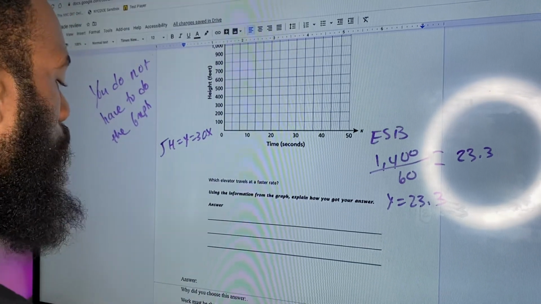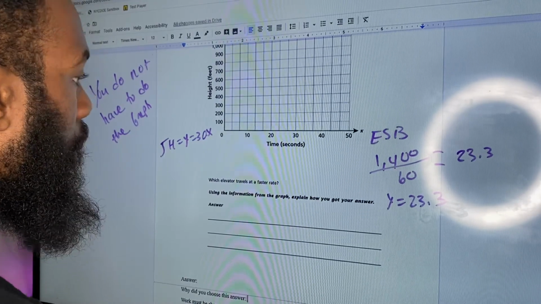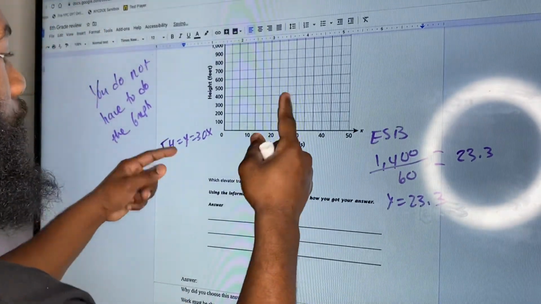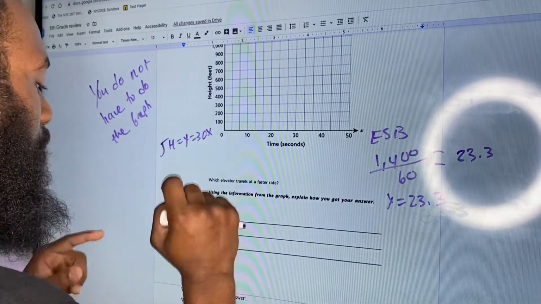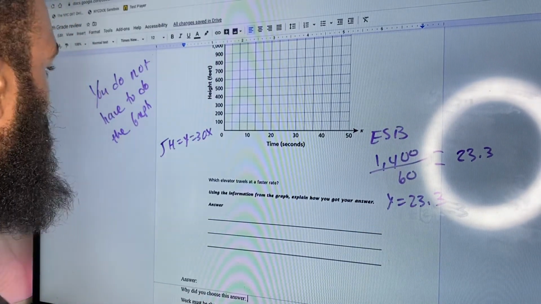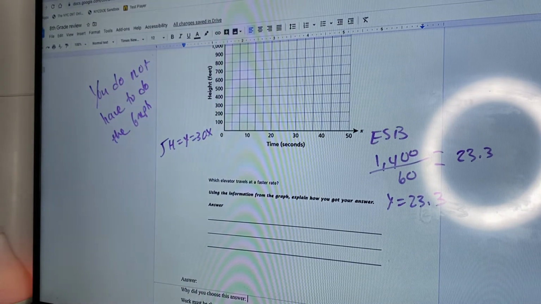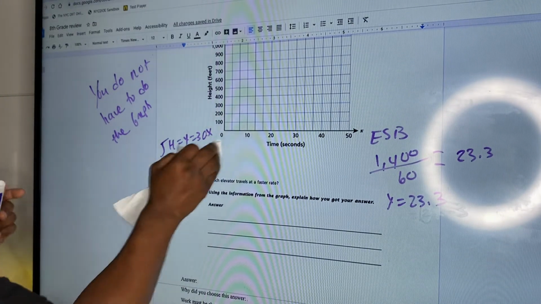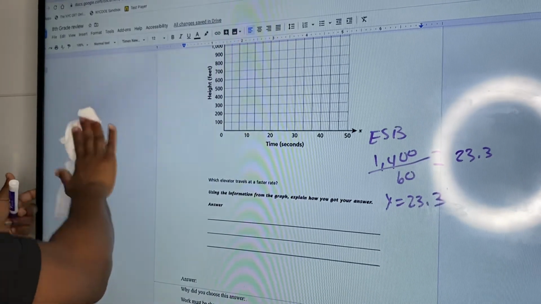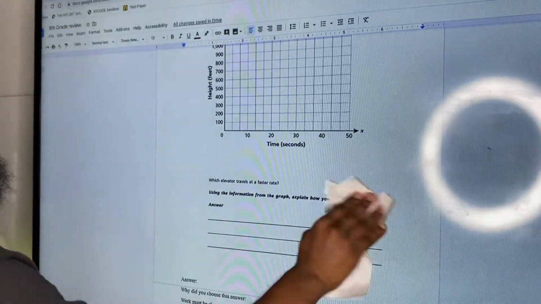And then explain why you chose the answer. You would explain what you did, how you found the slope for John Hancock and the Empire State Building, and then explain here. Right? I'm cutting you a break. You do not have to do the graph. Moving on.